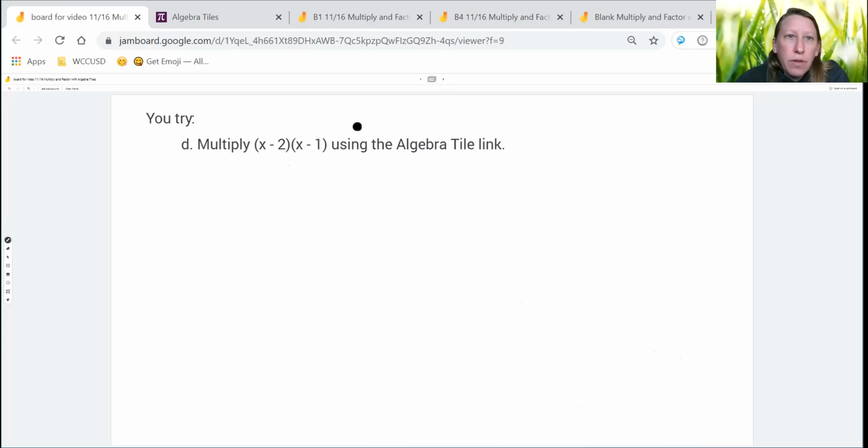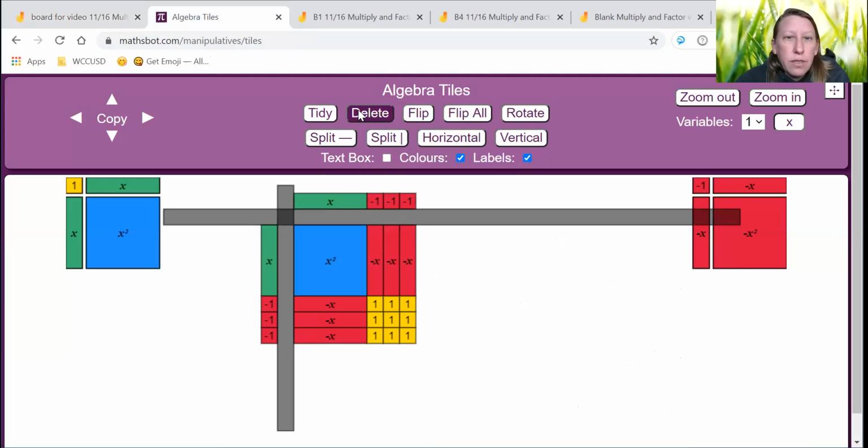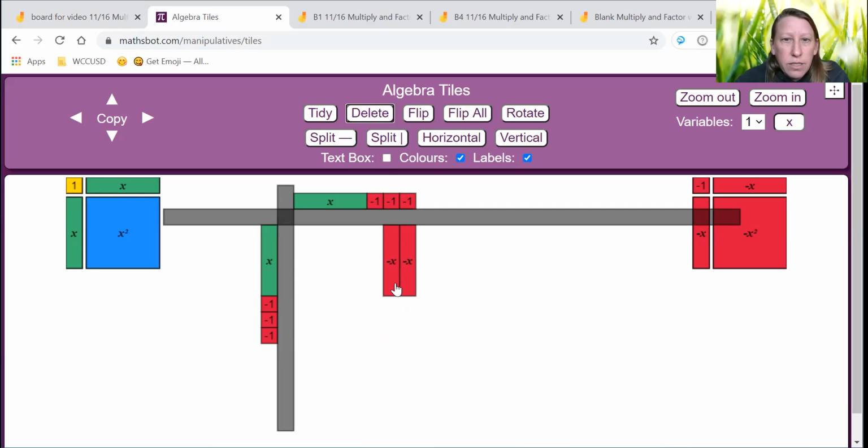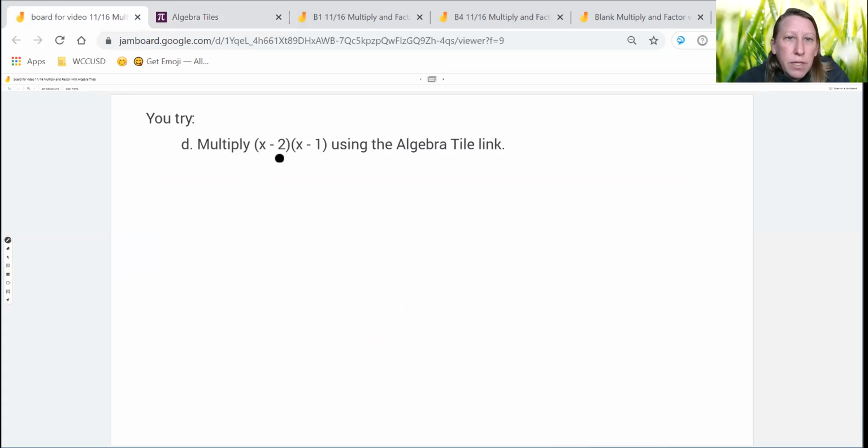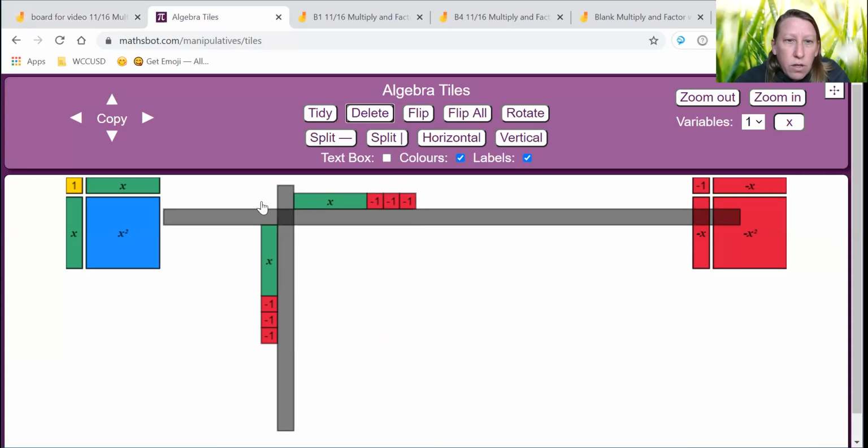Okay, another one. x minus 2 times x, the quantity, this binomial x minus 2 times this binomial x minus 1. Let's get creative here. Delete, delete, delete, delete. It's weird what it deletes. It's kind of like a glitch, I think. Okay, so what did we have? We had x minus 2 and x minus 1. So I'm going to do x minus 2 along this side, just being slightly lazy here, and x minus 1 along this side.